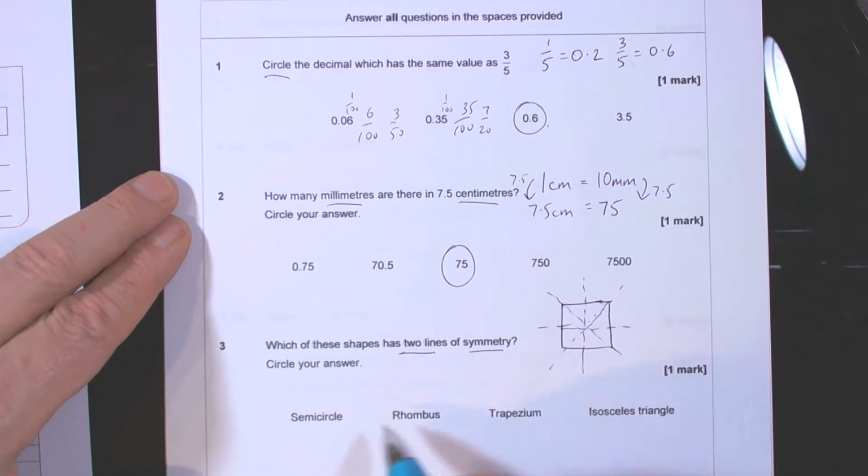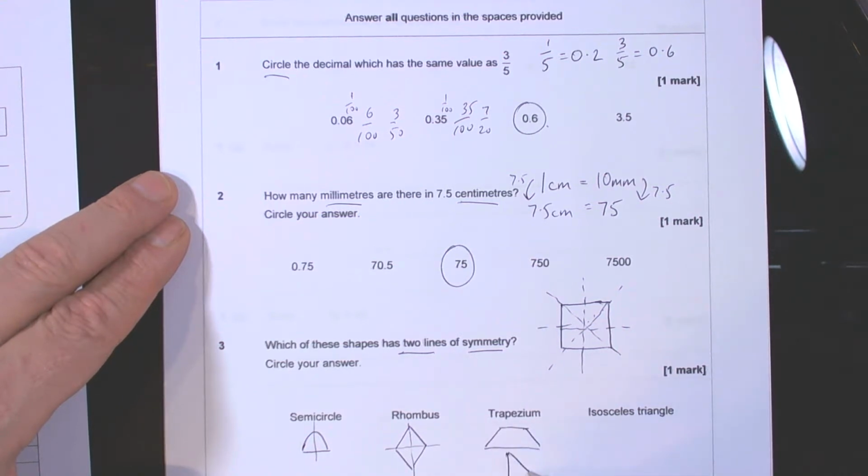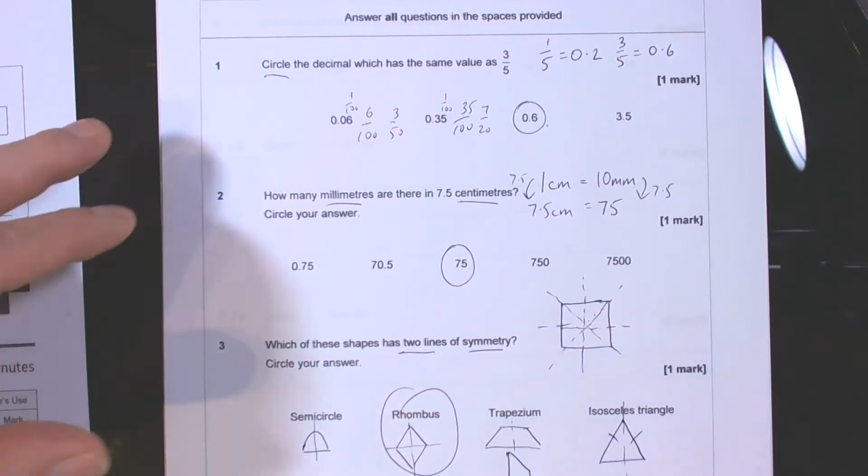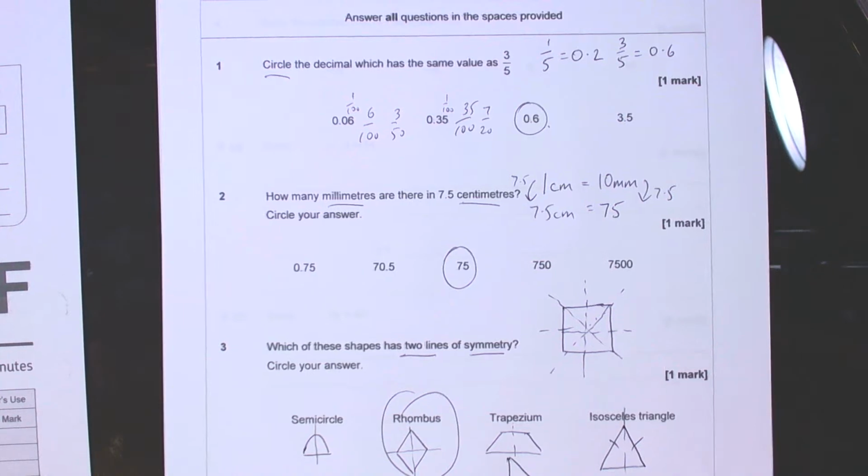This one wants 2 lines of symmetry. Well, a semicircle we recognise, sketch a picture to help ourselves, 1 line of symmetry. A rhombus we can see has a line of symmetry down there and a line of symmetry down there. Trapezium, lots of types of trapezium, so be careful that we're thinking about all of them. If it's an isosceles trapezium, then you could have 1 line of symmetry, but generally a trapezium may not have any lines of symmetry. It depends whether it's a special one. And an isosceles triangle, then we recognise has 2 sides the same length and just 1 line of symmetry. So it has to be the rhombus. Okay.